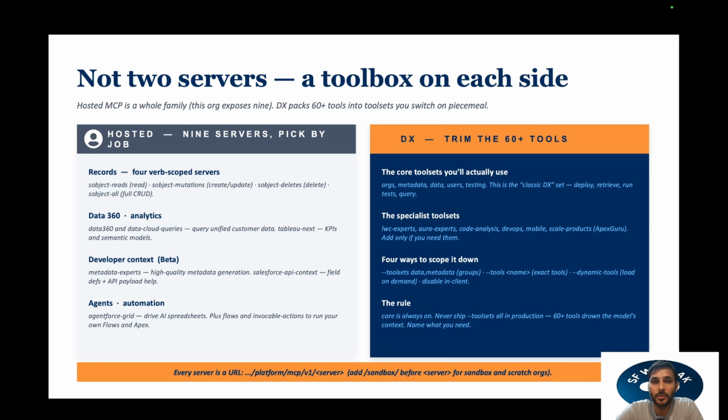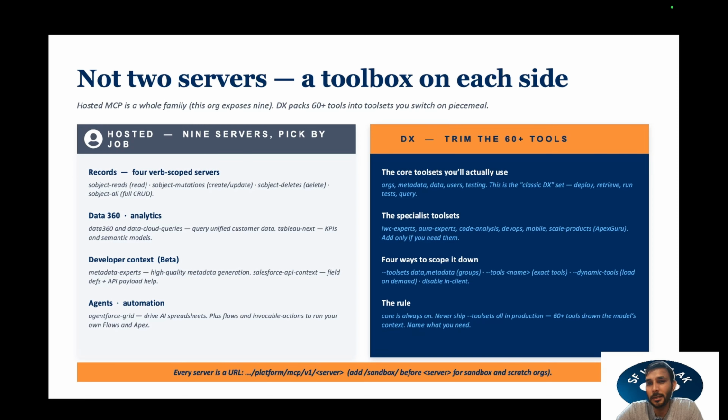And you've got 4 ways to trim it. Tool sets, if you want the whole groups, like toolsets data, metadata. Tools, if you want to name individual tools and nothing else. Dynamic tools, which is the clever one. It starts minimal and loads tools on demand as Claude needs them.